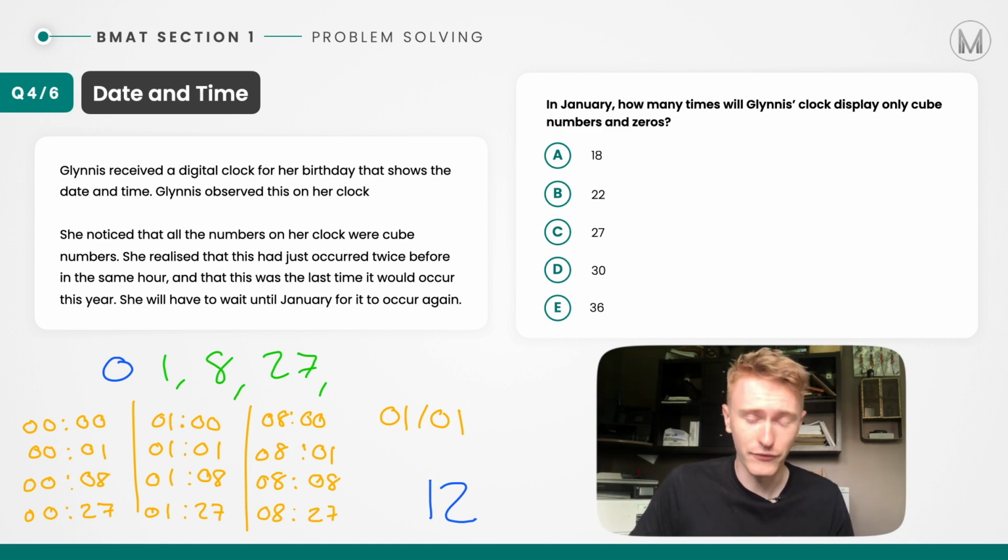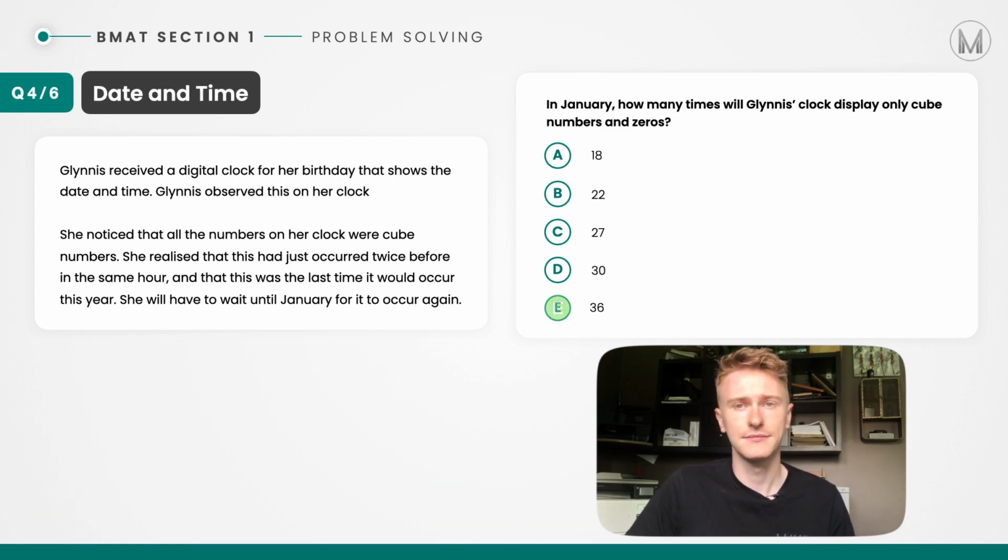So if we extrapolate forward, the 1st of January has 12, likewise the 8th of January will also have 12, and the 27th of January would also have 12. So we have 12 lots of 3. That gives us a grand total of 36 times in January, and that is the correct answer. And that's why the correct answer here is E.